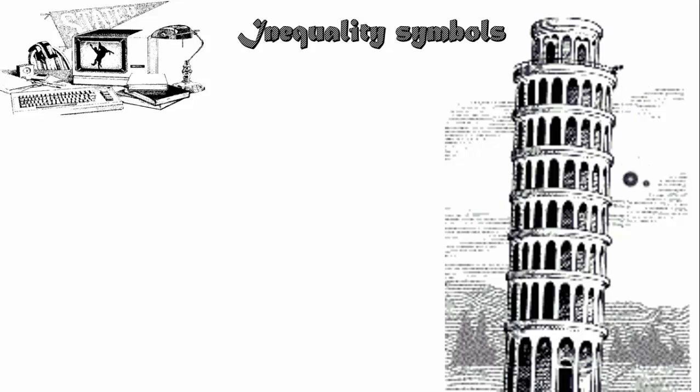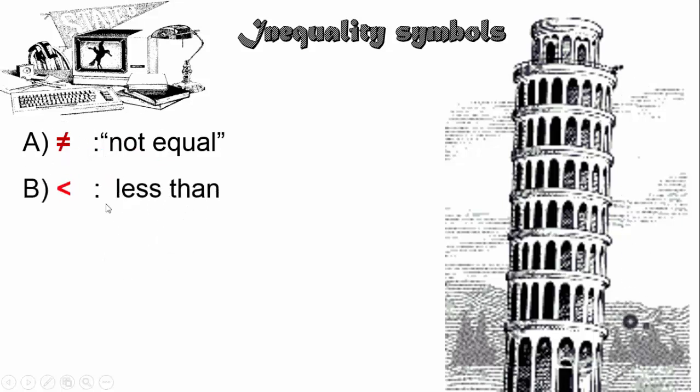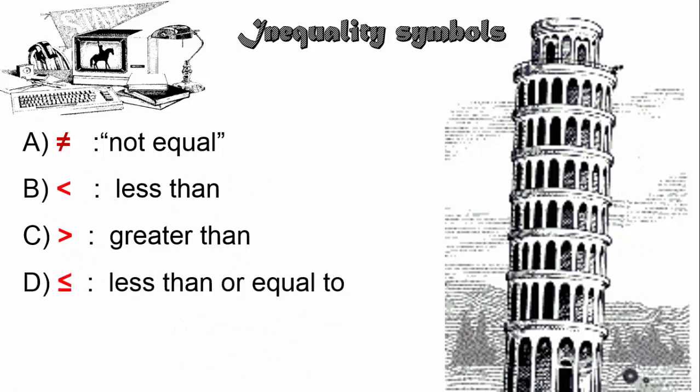Inequality symbols. These are some symbols that you may see. Not equal to is an equal sign with a slash through it. This is less than. This is greater than. This is less than or equal to, meaning it's not just less than, but it's also equal to.